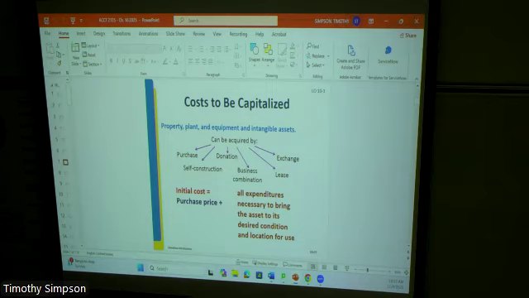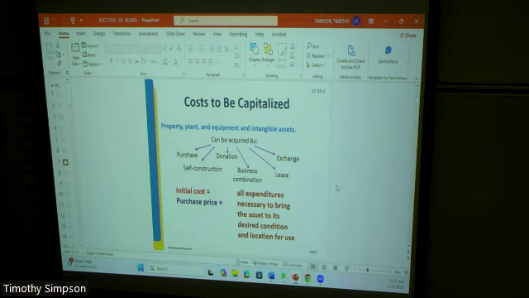So the initial cost is the purchase price, plus all the other expenditures necessary to bring the asset to its desired condition for use. This is not anything different than, say, inventory, for instance, right? The definition is not really that different. It's whatever it cost us to acquire the asset, and any expenditure necessary to bring it to its market usefulness therefore becomes part of the asset price or cost that we put on the balance sheet.